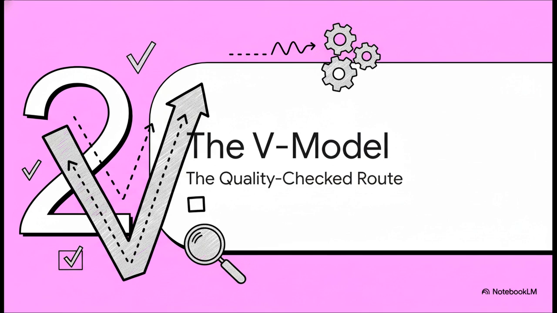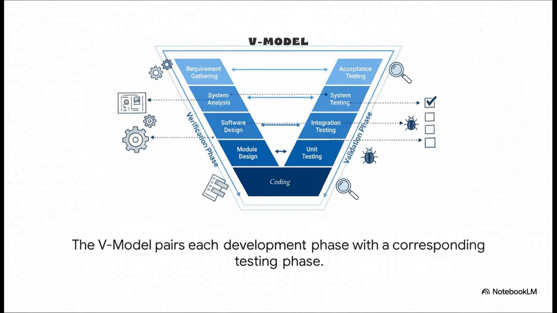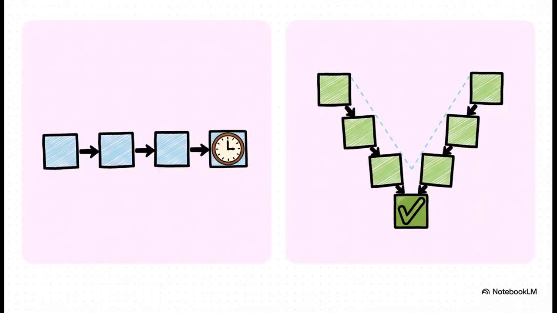So let's head to our next stop and see how this works, the V model, which I like to call the quality checked route. And this image just nails the difference. See, it's still sequential, kind of like waterfall, but notice that V shape. For every single development phase you see on the left side, there's a matching testing phase already planned out on the right. So as you go down the V, defining requirements and designing the system, you're also planning exactly how you're going to test it on the way back up. This is a total game changer.